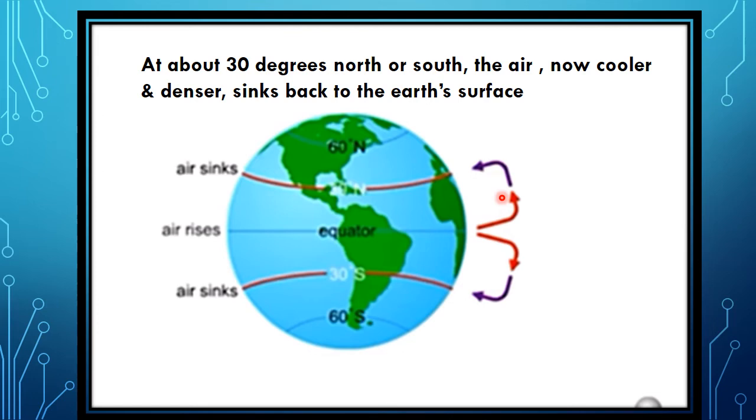As it is moving, it is getting deflected, and at about 30 degrees it becomes cool and dense, and it sinks back to the earth's surface. So you can see in the northern hemisphere it gets deflected, it cools, and again it sinks back to the earth's surface at 30 degrees. So at the equator, air is rising, slightly deflecting towards the right in the northern hemisphere and left in the southern hemisphere, and then it cools and sinks at 30 degrees north and south of the equator.